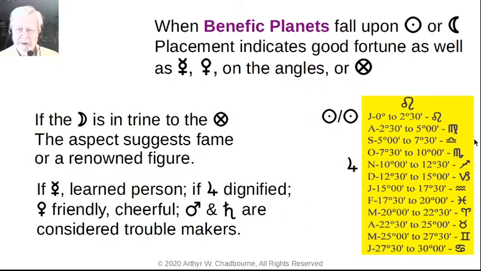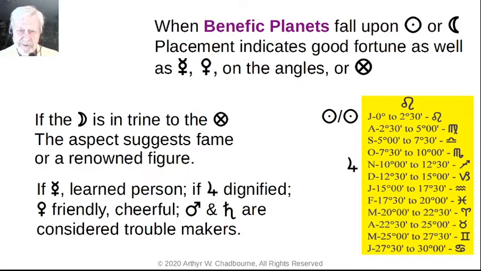So when a benefic planet is involved, if, say, they fall upon the Sun, Moon, Jupiter, Venus, ascendant, node, any of them, this tells you that they're pretty good, especially if they're in an angle. Angles are very powerful, as you've learned. So if the Moon is in trine to the part of fortune, the aspect suggests fame or a renowned figure, because the part of fortune usually pulls that out.